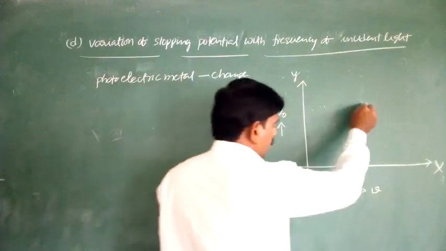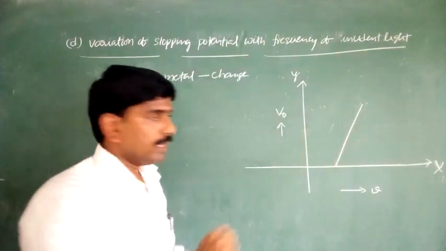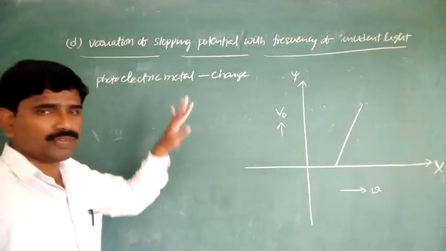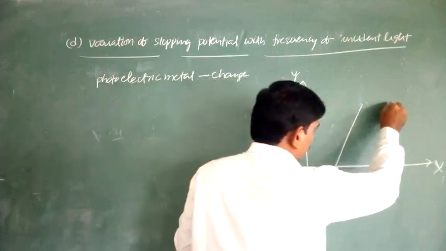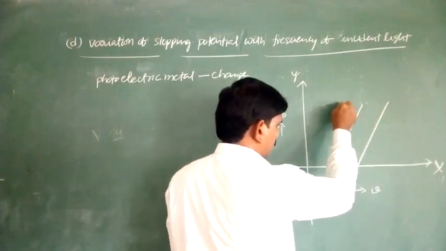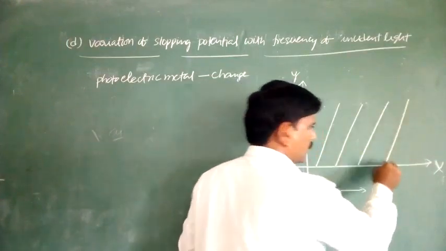Here we are getting the graph. For the first metal we are getting the graph like this. Next, if the metal surface changes, here we are getting the graph like this. Something third metal, okay, this is the first metal, second metal, third metal, fourth metal.